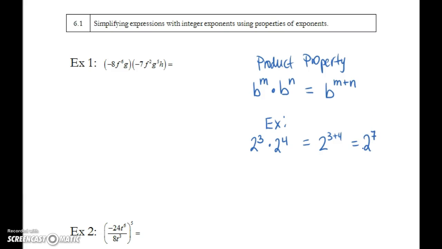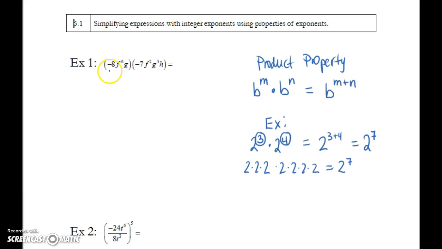And where the property comes from is the expansion of 2 to the third and 2 to the fourth. 2 to the third is 2 times 2 times 2. 2 to the fourth is 2 times 2 times 2 times 2. And if we condense this, we get back to 2 to the 7th. Our property allows us to take the shortcut of just adding our exponents 3 and 4. All right, so let's take a look here at example 1.